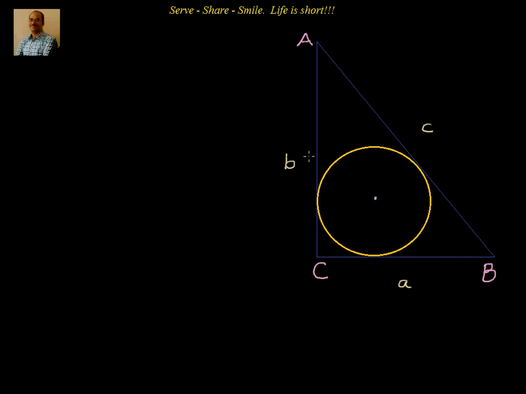So we join the center to the point of contact. We can see that we have a square. So we have joined the center O to the points of contact, and let us say the radius of this circle is R. So we have the radius equal to R, and let's label those points of contact.